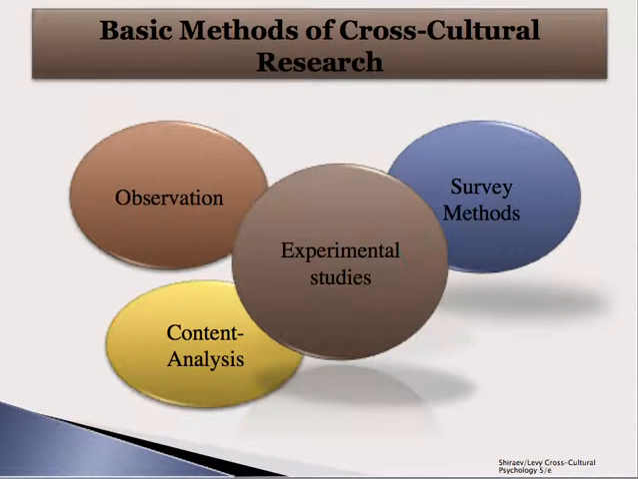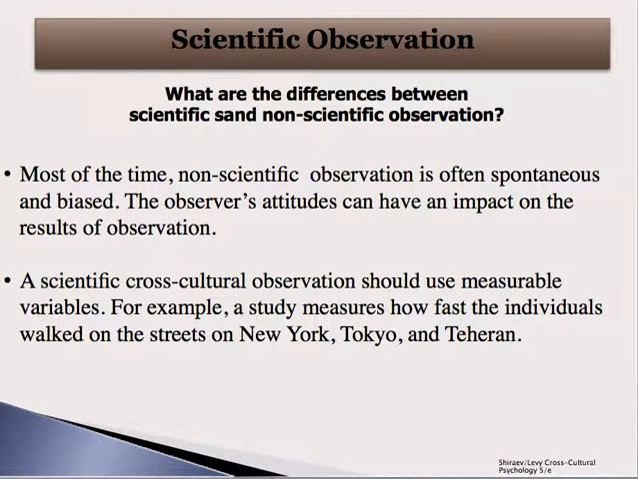So there's four basic methods of cross-cultural research that I'm going to touch on here and that was also elaborated upon in your book: experimental studies, observation, survey methods, and content analysis. So for scientific observation, most of the time, non-scientific observation is going to be spontaneous and it can be biased. So the observer's attitudes can have an impact on the result of observation. A scientific cross-cultural observation should really be using measurable variables. So for example, a study might measure how fast individuals walked on the streets of New York, Tokyo, or Tehran.